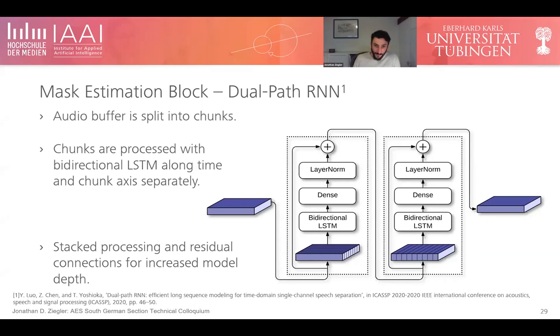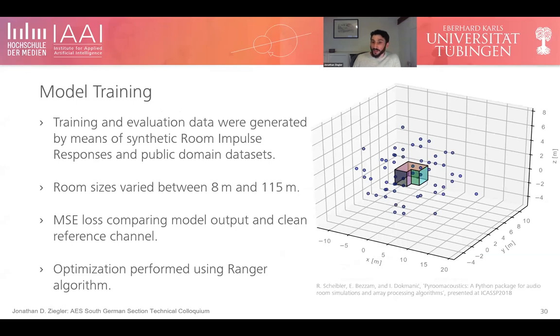A quick word on training and data simulation. We used synthetic room impulse responses again to generate our data. We used speech and noise from public data sets. And our room dimensions this time are much larger. So we synthesized rooms up to 115 meters per dimension. Training was performed using mean square error loss, comparing the model output and the target signal as recorded at the reference channel. And we optimized using the Ranger optimization algorithm.